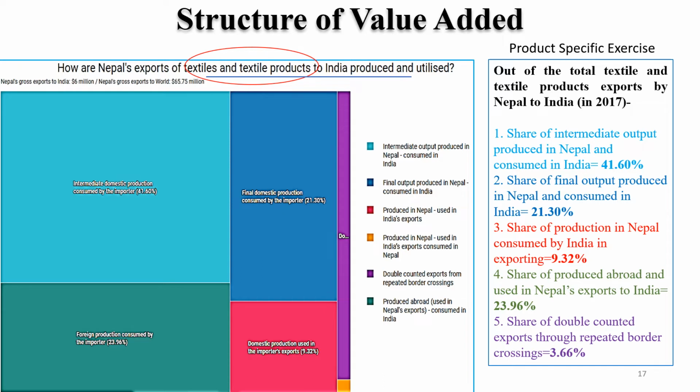If we pick up a specific product, for example, Nepal's exports of textile products to India, with the same numbers, you can see the share of production in Nepal consumed by India in its exports is around 9.32%. So India is considering these imports as imported inputs in its own exports, and the share produced abroad and used in Nepal's exports to India is around 23.96%. So it is basically the backward linkage, and 9.32% is a forward linkage.